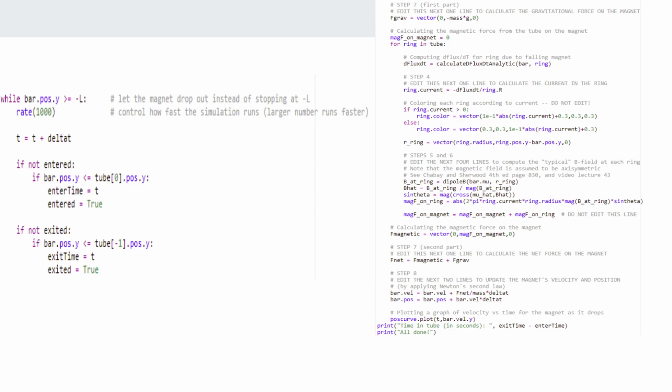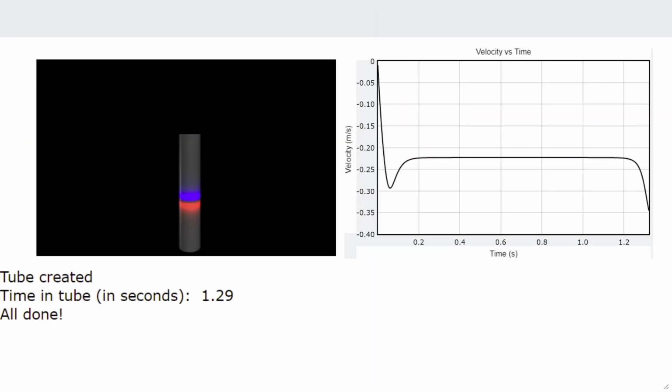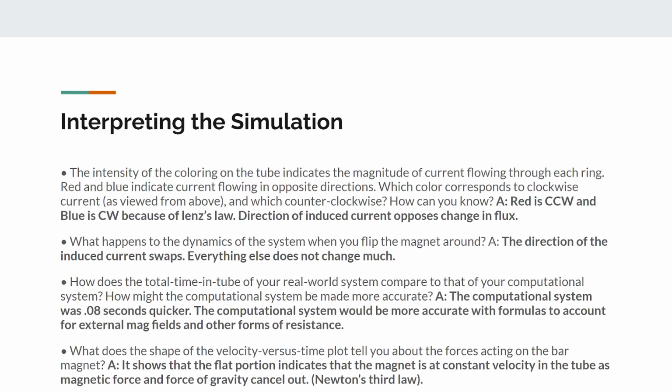To the right is the gravitational force acting on the magnet, and you can also see us calculating the magnetic force on the magnet and the net force and all of that. And then here's the velocity versus time. As you can see, it's 1.29 seconds, so not too different. And then to the right you see the chart, and the flat part is essentially while it's in the tube, how it slows down and has a constant velocity.